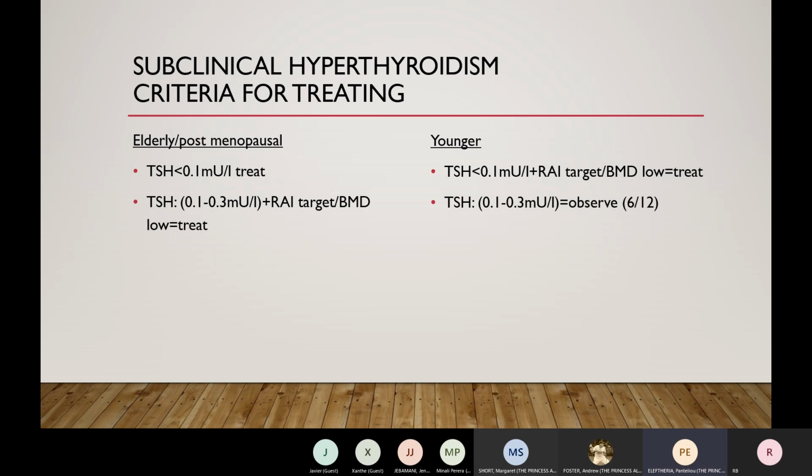And again, treating this cohort of patients, you need to be mindful that there are certain criteria. You don't need to remember any of that, but age, a reduced bone mineral density, history of dysrhythmias, and any autonomy are important factors to make you decide whether these people with subclinical disease need to be treated for a clinical condition.